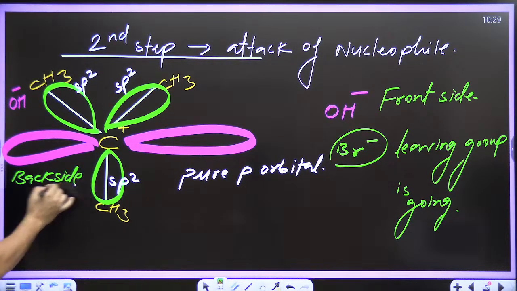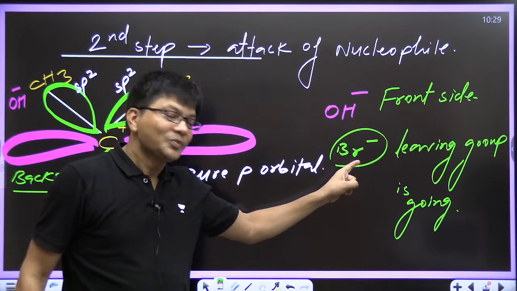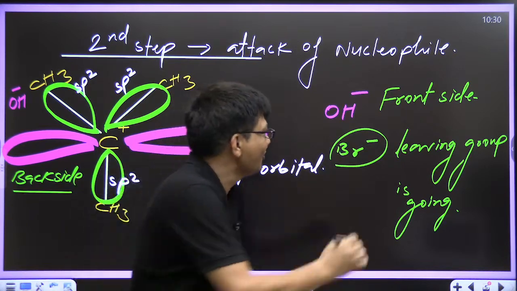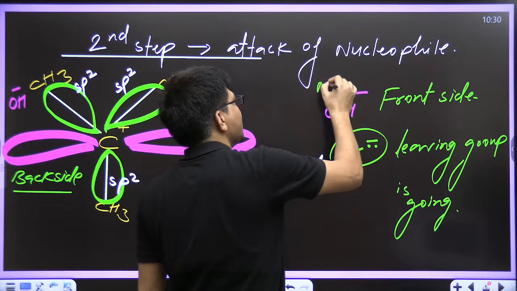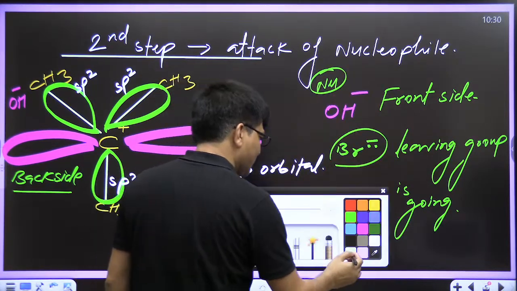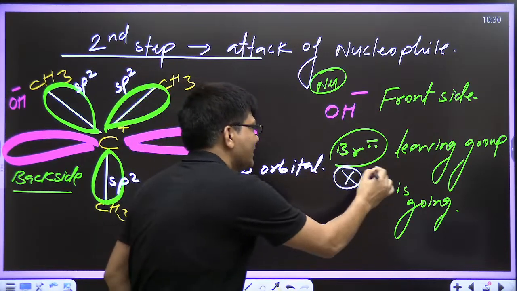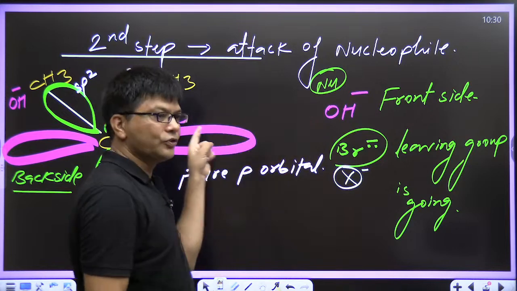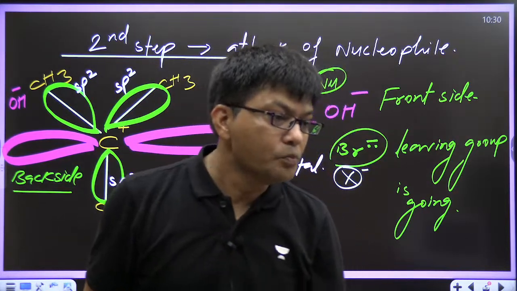Now see, kids, from this side of the carbon, this is leaving. It is having electrons. This is rich. And the new one is coming and X is going. X means halide. X is leaving and the new one is approaching. From which side will the nucleophile come to attack more?